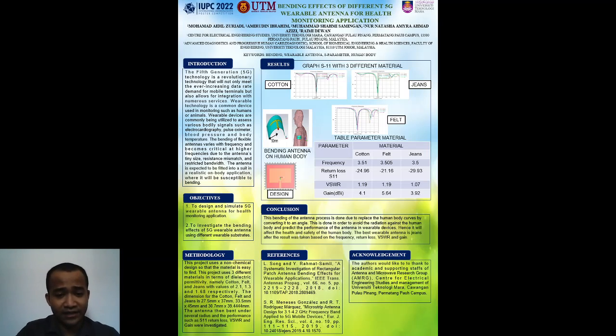There are several references that I have used. There are two references, which are from L. Song and Y. Rahmat-Samii, which is the systematic investigation of rectangular patch antenna bending effect for wearable application, and the second one from S.R. Manasseh Gonzalez, R.T. Rodriguez Marquez, which is the microstrip antenna design for the 3.1 until 4.2 GHz frequency band applied for 5G mobile devices.